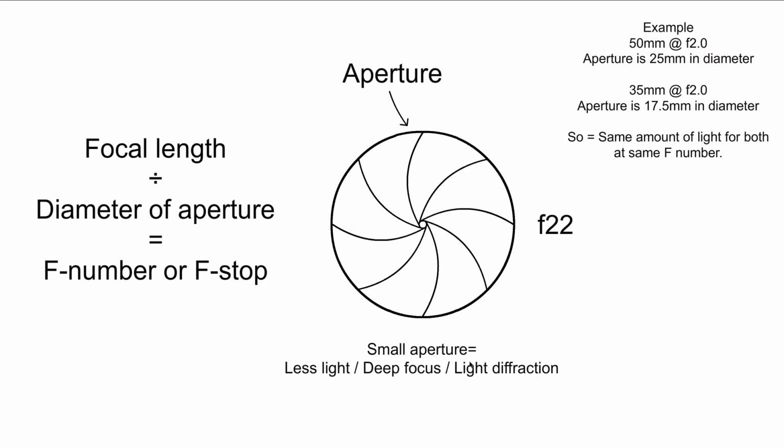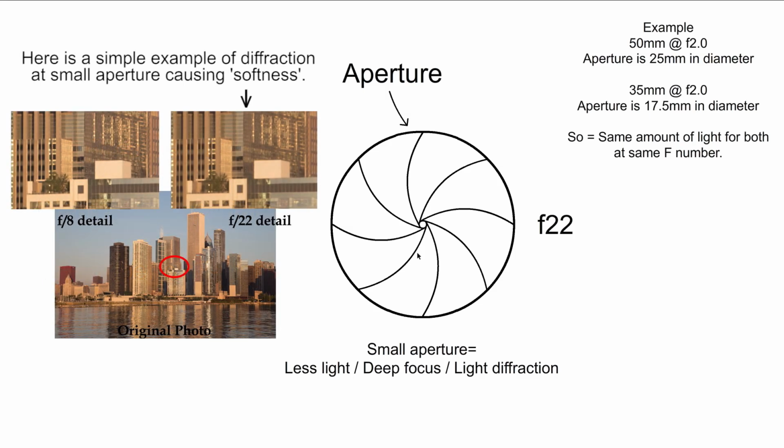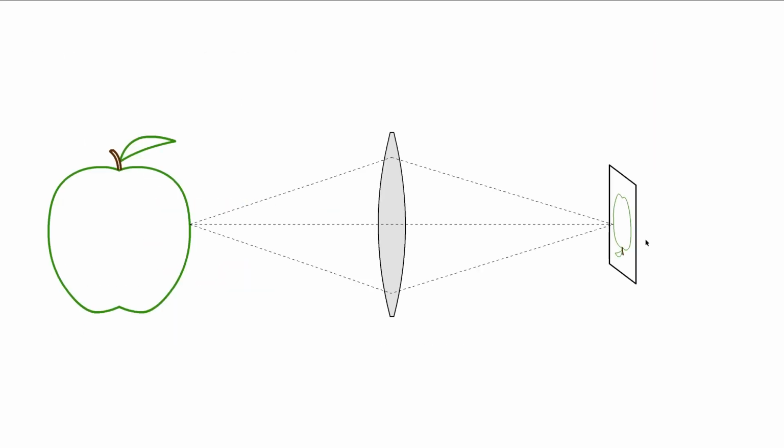It has deeper focus and has more light diffraction. We won't get into the physics of that, but you should know that when your aperture is shut all the way down, everything can get a little bit fuzzy. Even though you've got a larger area in focus, all the edges of things can get a little bit fuzzy because of light diffraction.